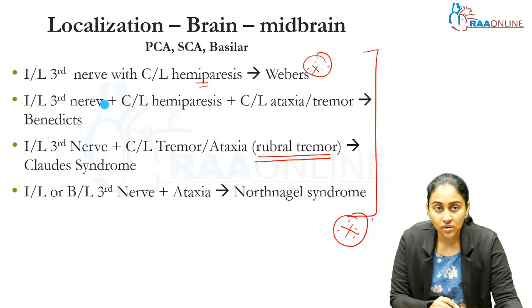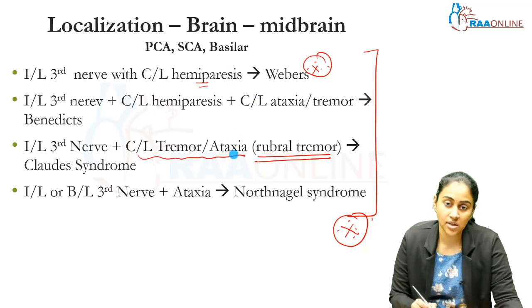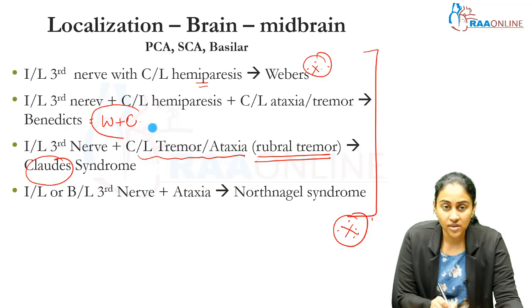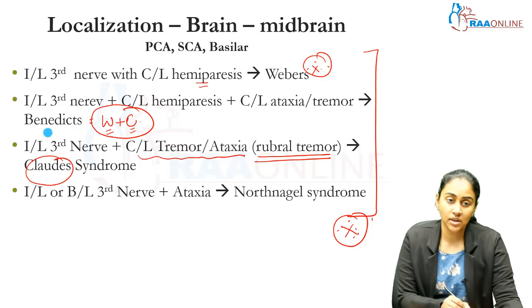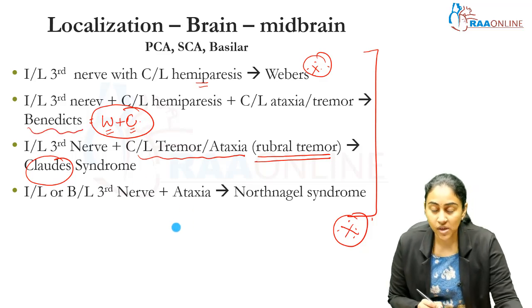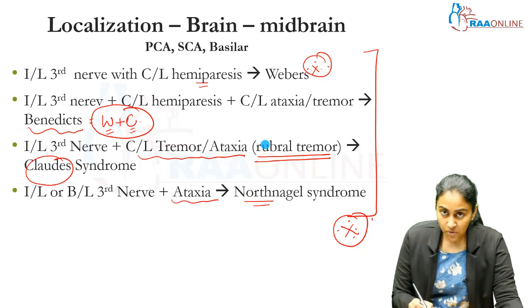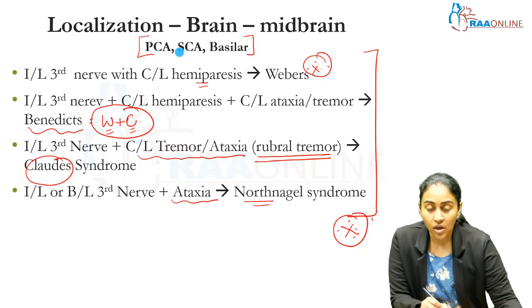Now, ipsilateral third nerve with contralateral tremor or ataxia. Just like Weber's, instead of hemiparesis, there is ataxia. That is going to be Claude syndrome. Now, you put both these together: ipsilateral third nerve plus contralateral hemiparesis plus contralateral tremor or ataxia. So basically a combination of the findings seen in Weber's and Claude's is your Benedict syndrome. And when you have ipsilateral or bilateral third nerve involvement with ataxia, that is going to be your Nothnagel syndrome.